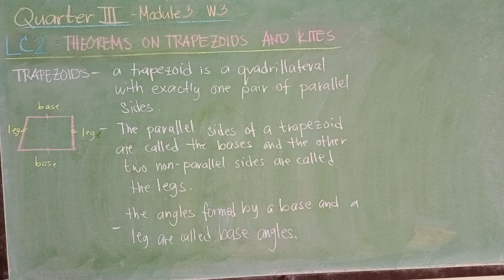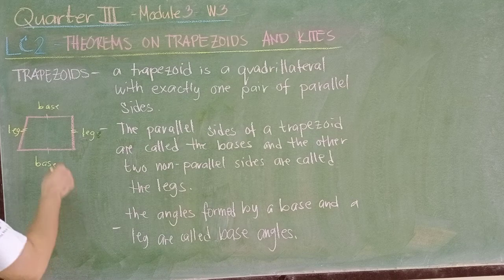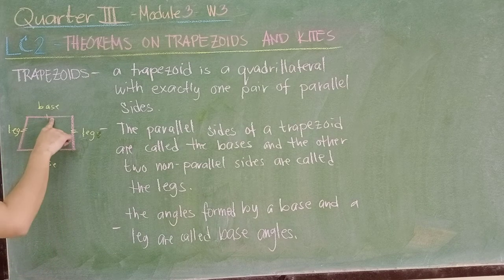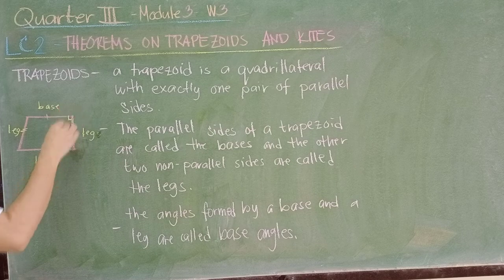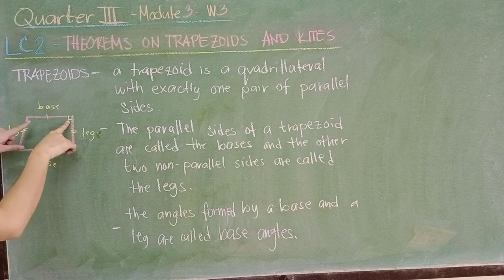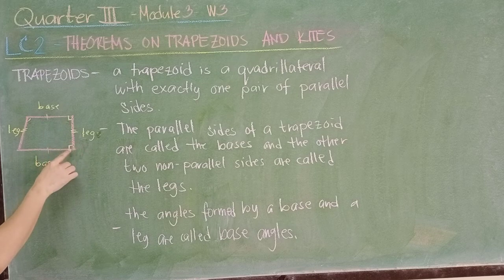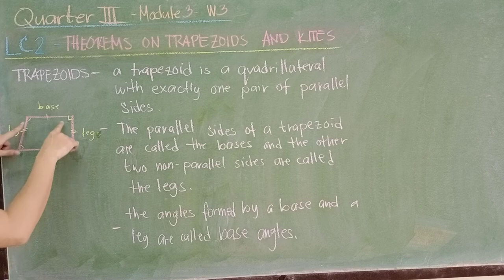And then, the angles formed by a base and a leg are called base angles. So when you have a base and a leg, the angles formed at their intersection are base angles. So you have a base here and a leg, a base here and a leg. The angles formed are called base angles. These are base angles, and these are also base angles at the bottom. Base angles at the bottom, base angles at the top.